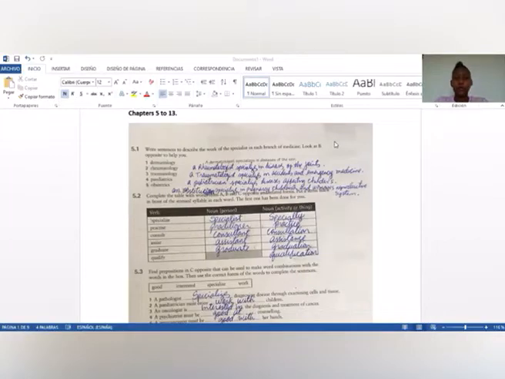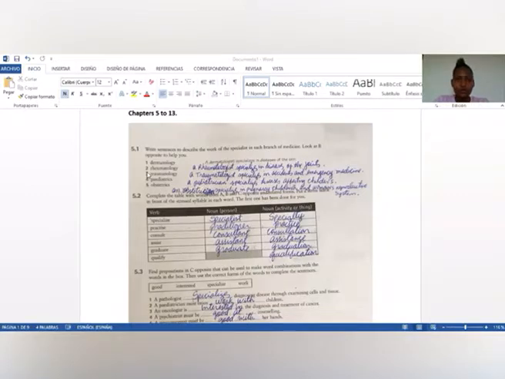Chapters 5 to 13. Write the sentence to describe the work of the specialist in each branch of medicine. Look at B, opposite to help you. Number 1, dermatology. A dermatologist specializes in disease of the skin.